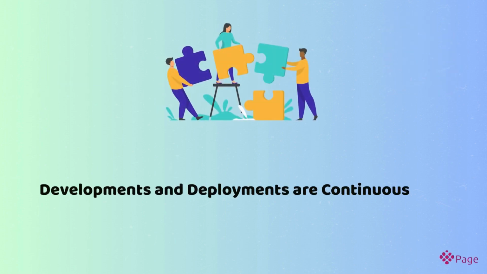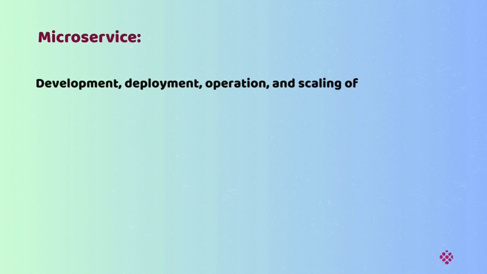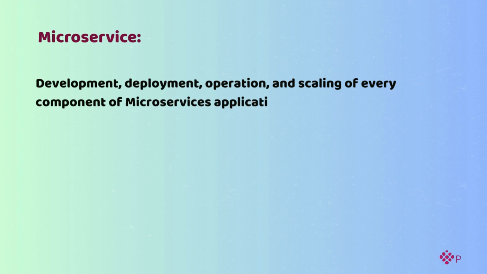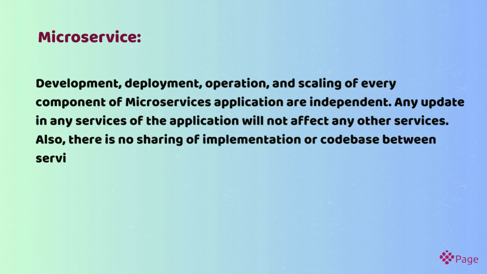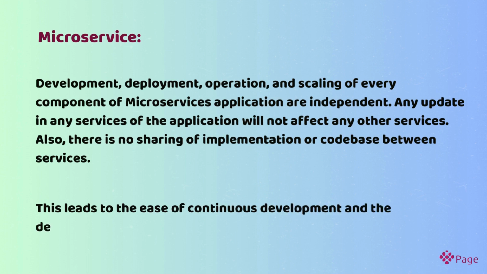Developments and deployments are continuous. Microservice. Development, deployment, operation, and scaling of every component of microservices application are independent. Any update in any services of the application will not affect any other services. Also, there is no sharing of implementation or codebase between services. This leads to the ease of continuous development and the deployment of complex and huge applications.